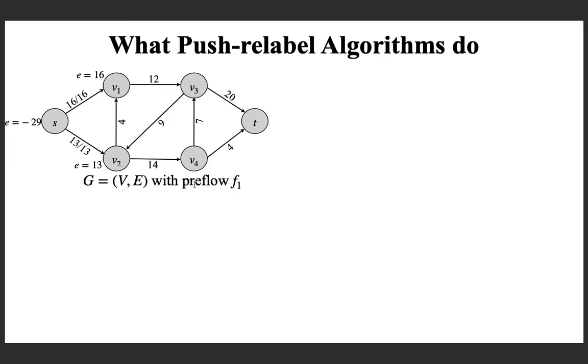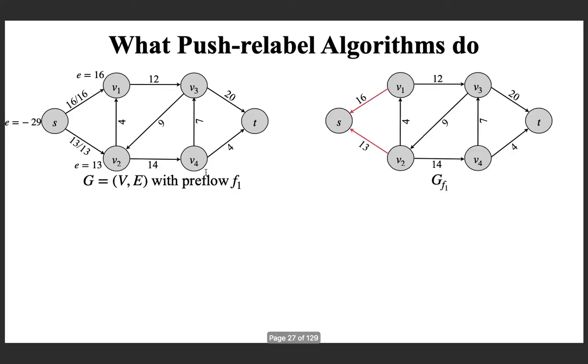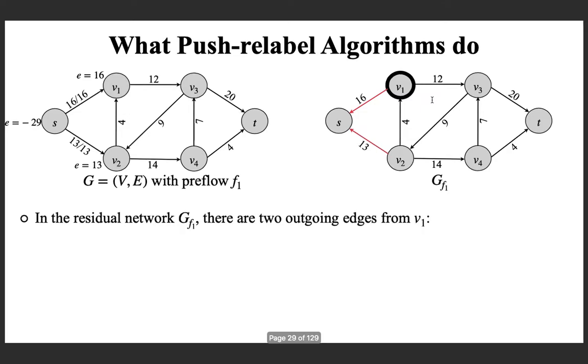Now for this preflow you can come up with a residual network. The definition of that residual network is the same as that of a flow. You can verify that it is the residual network, and once you get a residual network, you look at an intermediate vertex with non-zero excess flow. For example, you are looking here. What is the excess flow? It is 16. So now you can try to push that flow to the neighboring vertices.